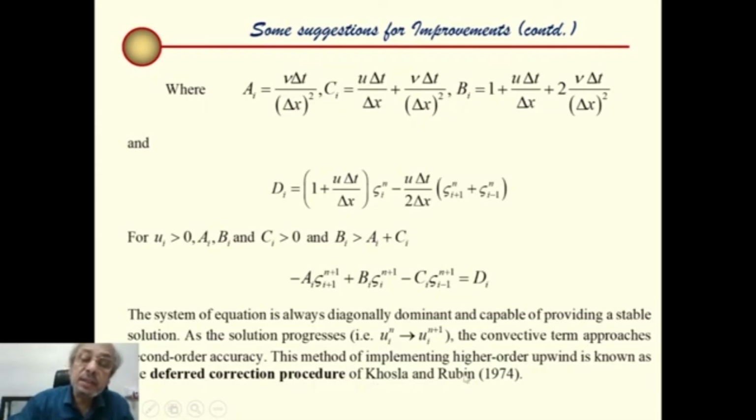This method was first introduced by Professor Prem Khosla and Stanley Rubin. Stanley Rubin is a very well-known name in CFD. He was the founder editor of the very well-known journal Computers and Fluids. So they introduced this scheme in 1974.